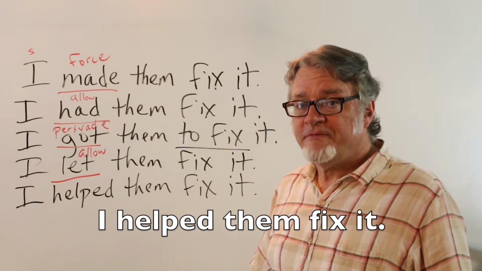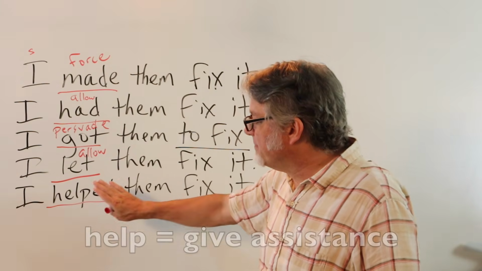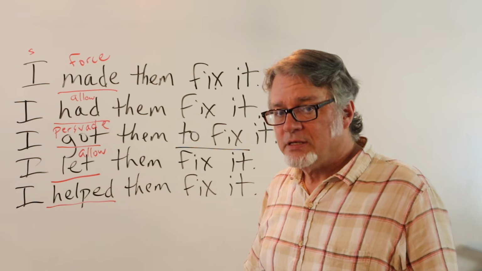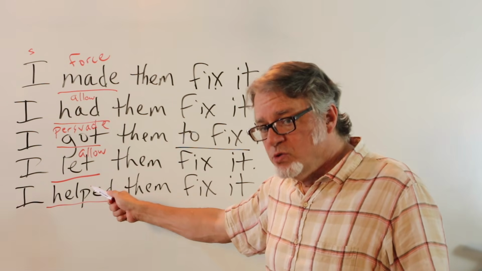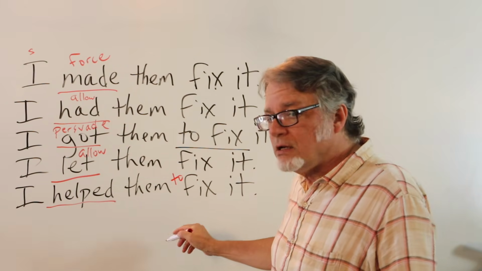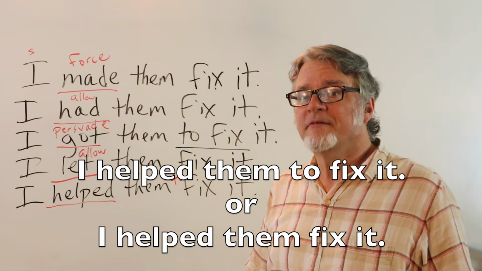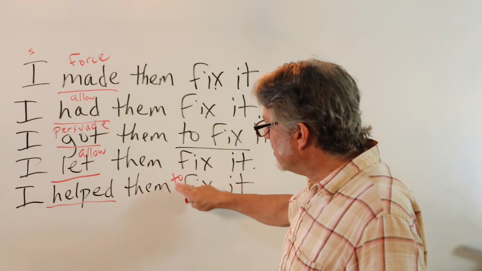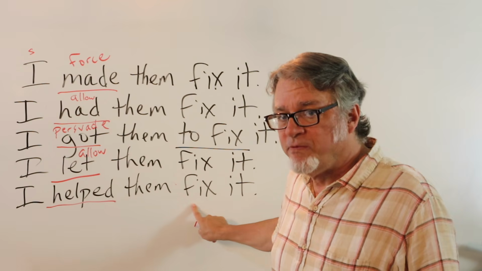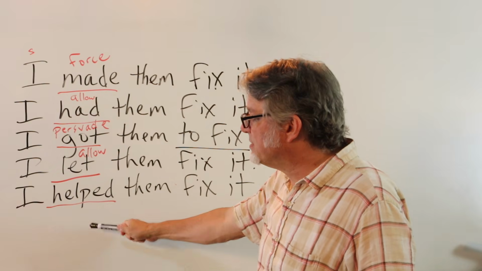I helped them fix it. The meaning here is clear. I gave assistance to them. I helped them fix it. If you use help, you do have the option of using to right here. I helped them to fix it, or I helped them fix it. I think it's better not to use to and just use the simple form. All of these sentences have causative verbs.